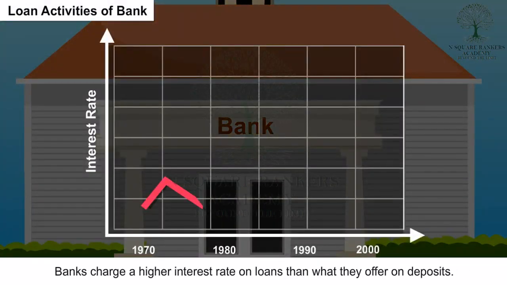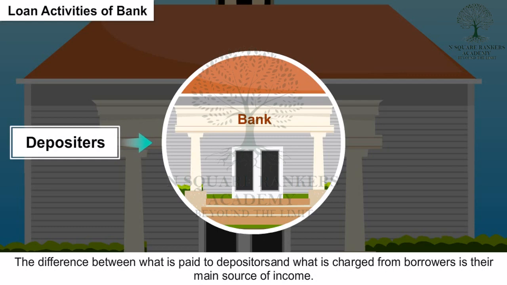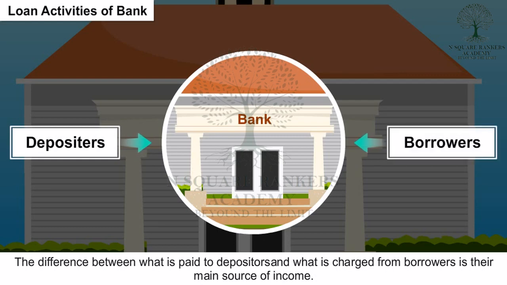Banks charge a higher interest rate on loans than what they offer on deposits. The difference between what is paid to depositors and what is charged from borrowers is their main source of income.